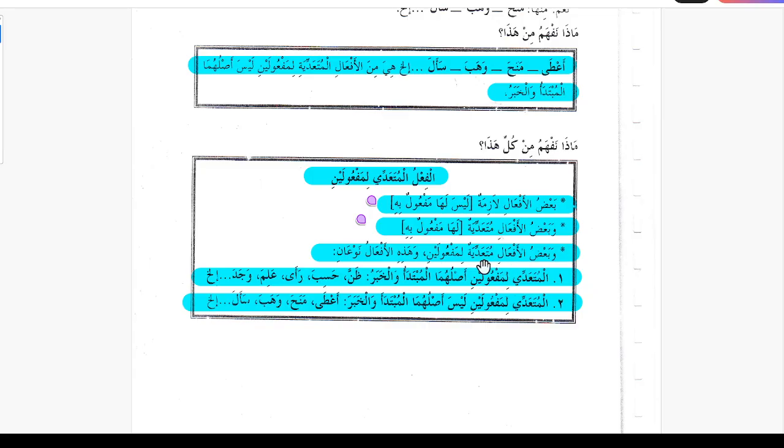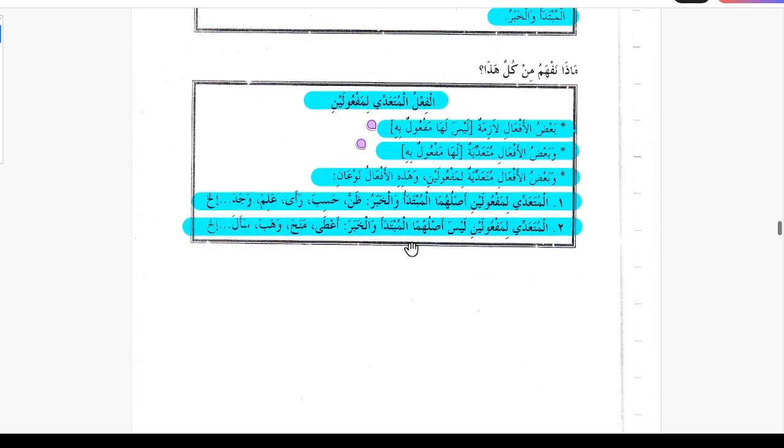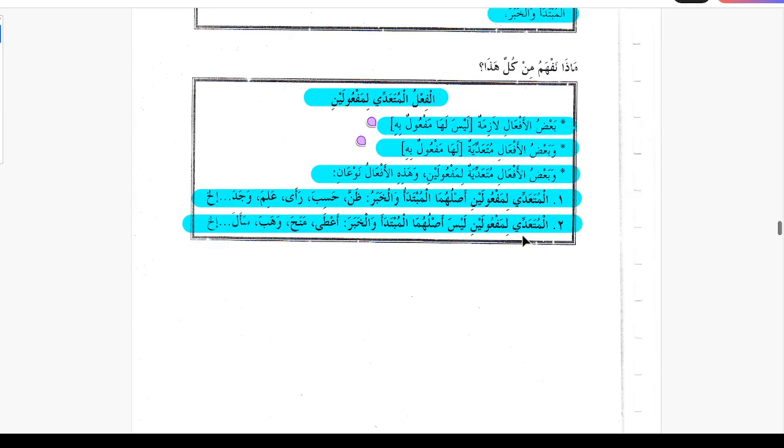Wa bazul af'alu muta'addiyatun li maf'ulaini, but some of the transitive verbs have two maf'ul. Wa hazihi al af'alu naw'ani, and these are of two kinds. Al muta'addi li maf'ulaini asluhuma al mubtada wal khabar: the transitive verbs that take two maf'ul bihi which are originally mubtada and khabar, like zanna, hasiba, ra'a, alima, wajada. The second type, laysa asluhuma al mubtada wal khabar, the two maf'ul bihi are not mubtada and khabar, like ata, manaha, wahaba, sala.